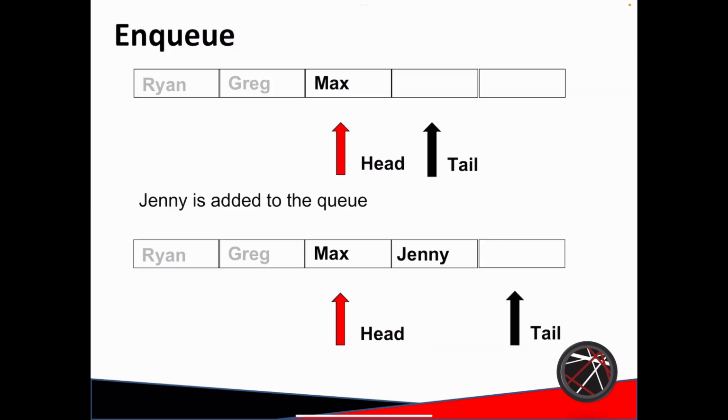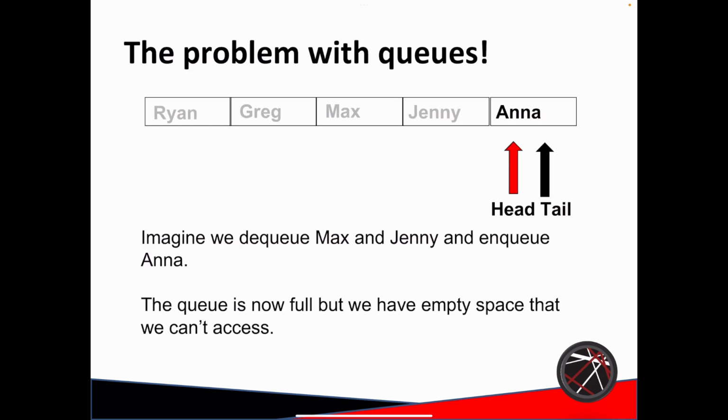So if we keep going, I'm just going to exaggerate this further. We then add in Jenny, so the tail's moved across, the head's still pointing at Max. Max hasn't disappeared anywhere, so he's still the front of the queue. We then remove both Max and Jenny and then add Anna. So now the head is pointing at Anna and the tail is pointing at Anna. We've got a full queue.